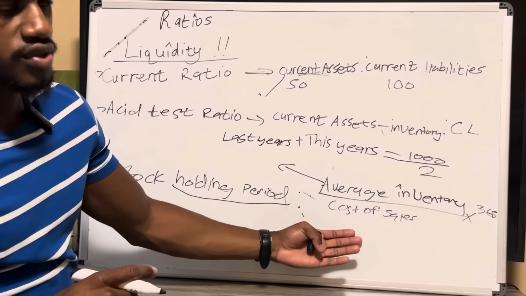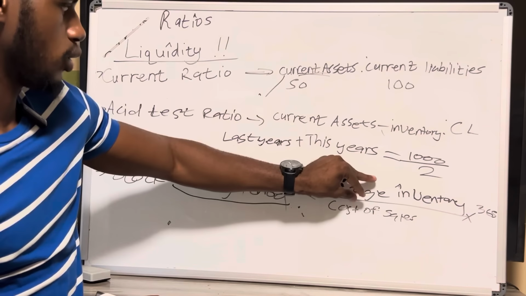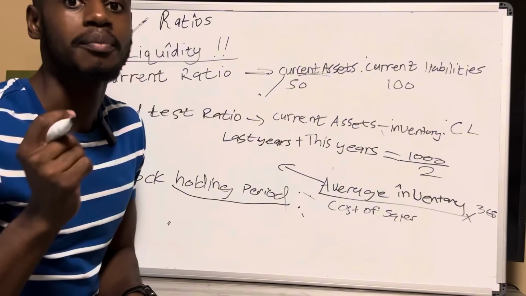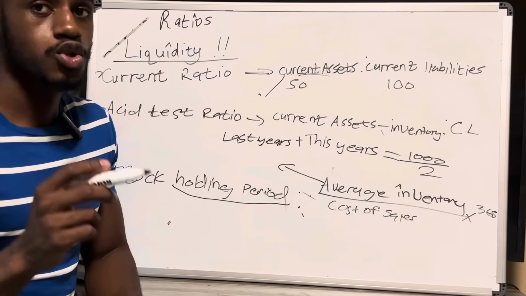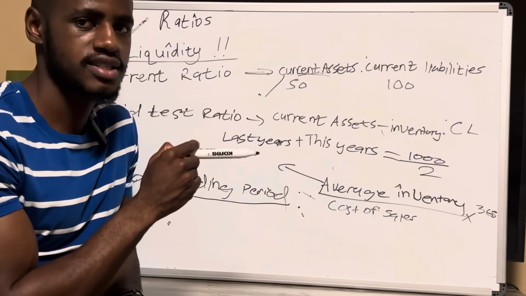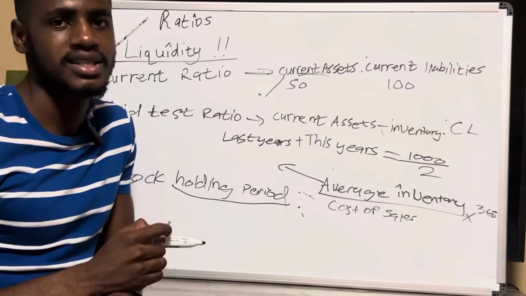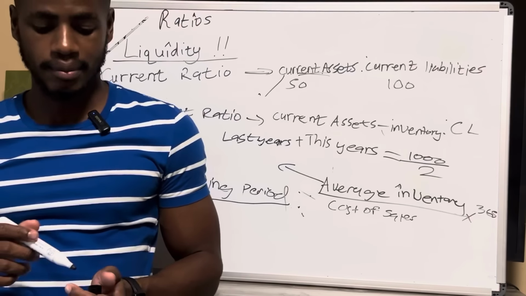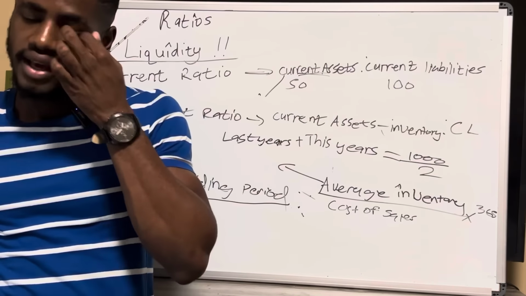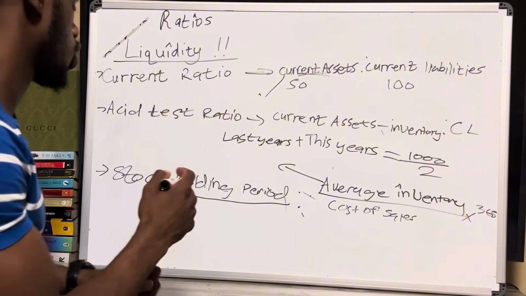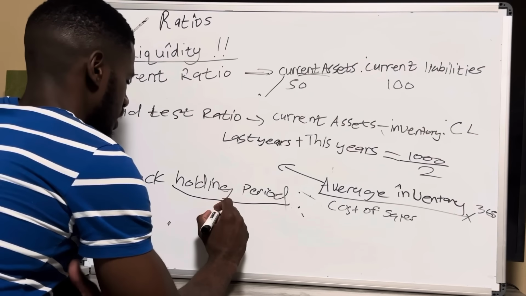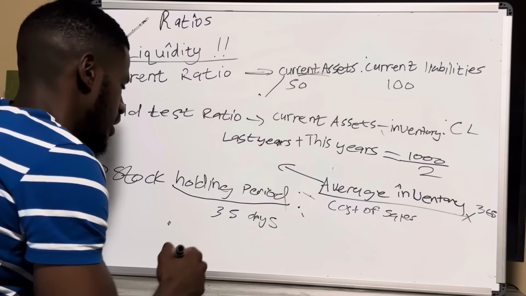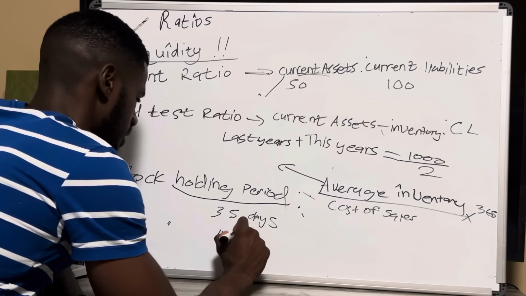Now we all know what cost of sales is. So this is the part that you need to remember. Last year plus this year, divided by 2. If it asks you for days, it's going to be times 365. If it's months, times 12. Obviously, sometimes or most of the time, they'll ask you to compare with last year's. Let's say the stock holding period last year was 35 days. Last year, they gave you 35 days. Then when you calculate, you get 40 days for this year.